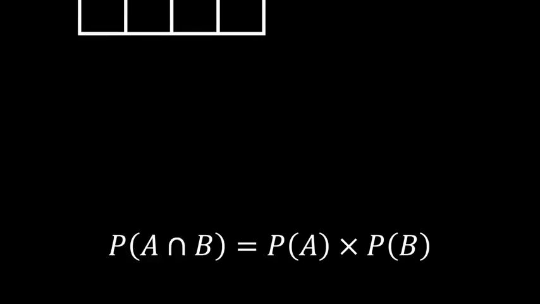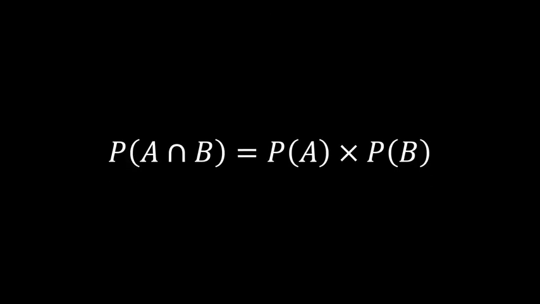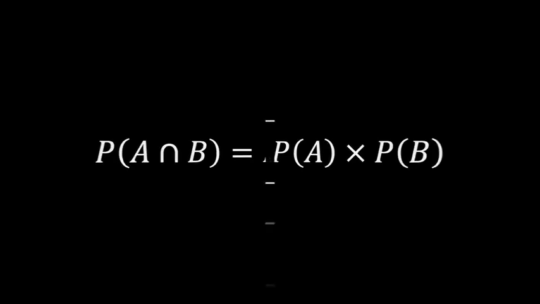So the general rule is, the probability of A and B equals the probability of A multiplied by the probability of B. And the reason this works is because each time you move on to the next event, you're zooming into a smaller probability space. Multiplication is simply the mathematical way of capturing that shrinking process.